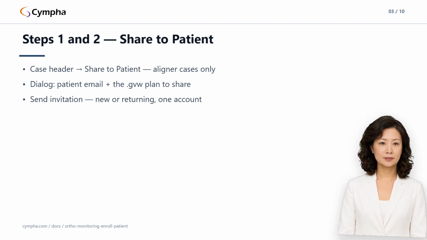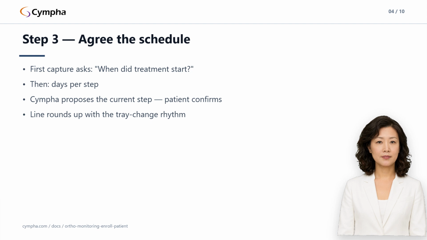Ortho monitoring keys every photo round to a treatment step. On the patient's first capture, Cympha asks them when treatment started and how many days each step runs, then proposes the current step number, which the patient can confirm or adjust.